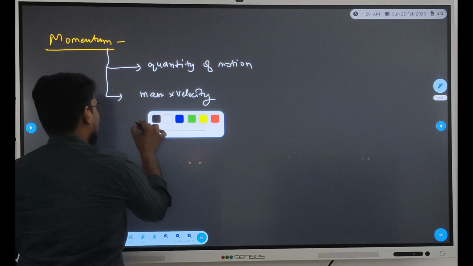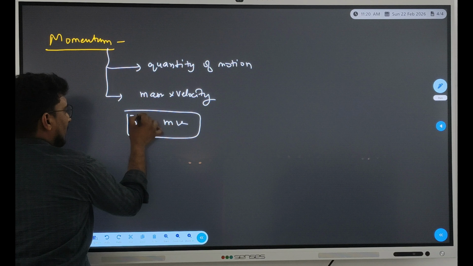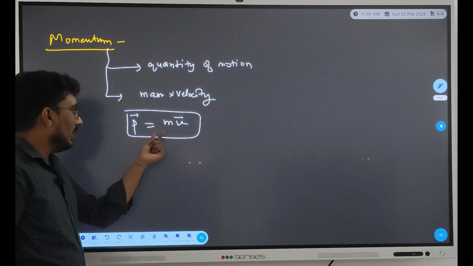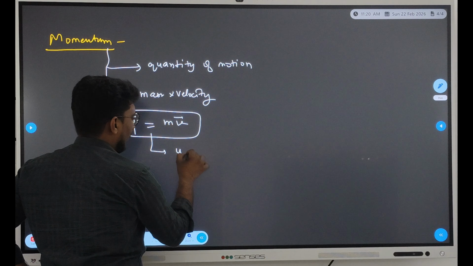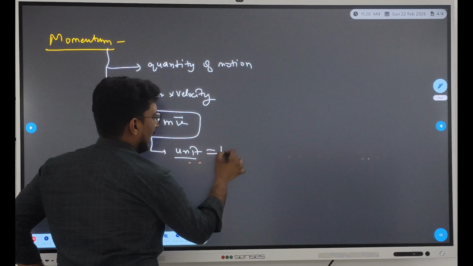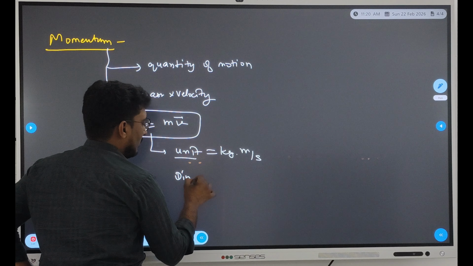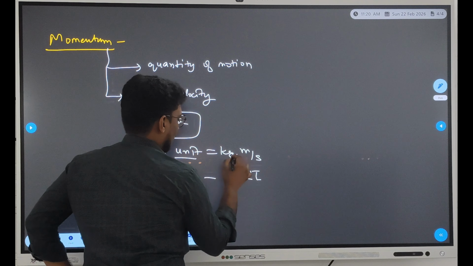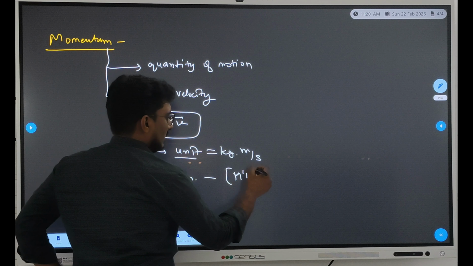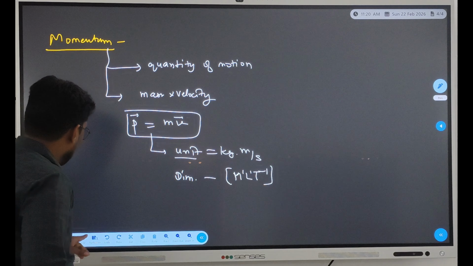It is represented by P, and the value will be equal to mv. This is available in vector form also, so P vector is equal to m into v vector. Now what's the dimension and unit here? For the unit, simple logic: the unit of m is kg, into velocity, meter per second. And if you want to write the dimension, that will be equal to M^1 L^1 T^-1. So this is the dimension of the momentum. After that we are going to see the second law of motion.